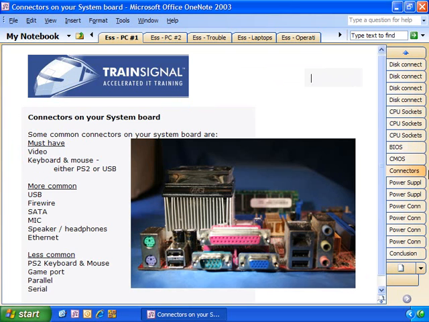All right, now we can talk about connectors on your system board. And I know we talked about a few of these already, but I want to cover them in detail, make sure you fully understand the connectors that might be on your system board. So first off, you must have video, you must have keyboard and mouse. Notice on the system board down here, here's the VGA port, 15-pin staggered port, and that's what connects to your monitor. That's your video port. You have to have it.